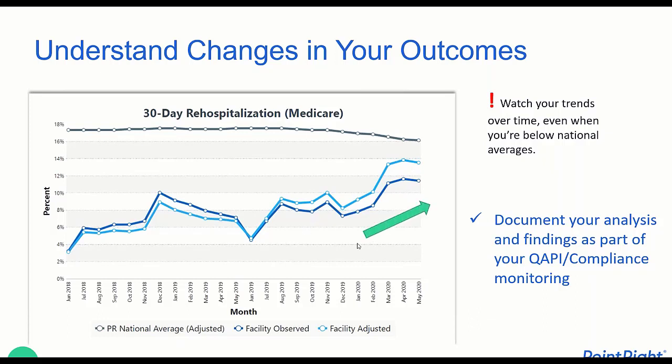Okay, again, but what you see here in February through May of 2020, you see this really gradual upward trend, and that's not necessarily a good thing. And so you want to watch your trends over time, even if you're below the national average, because then very quickly those things can jump up and catch you unaware, right? And so paying attention is really important, even to those subtle changes.